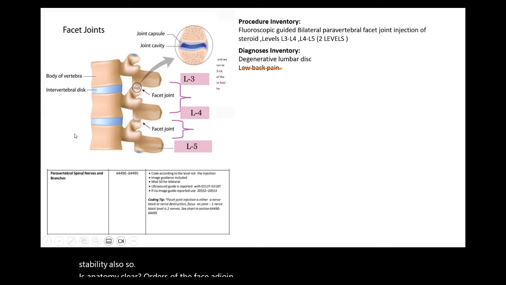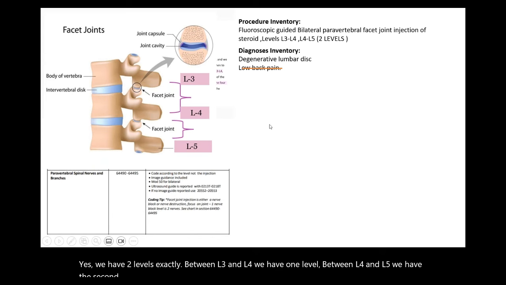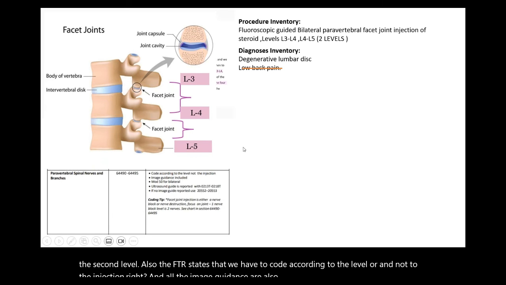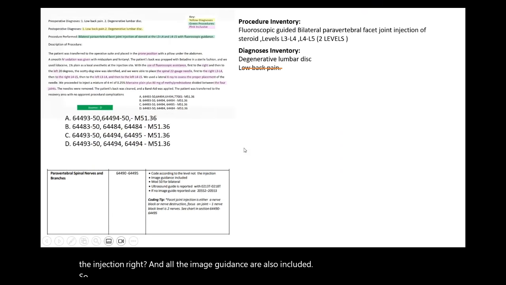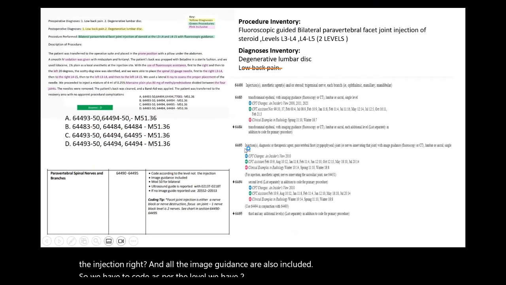Okay, is the anatomy of the facet joint clear for us? Good. So how many levels are there? Yes, we have two levels exactly. Between L3 and L4, we have one level. Between L4 and L5, we have the second level. Also, the FDR says that we have to code according to the level and not to the injection, right? And all the image guidance is also included. So we have to code as per the level. We have two levels. Let's keep that in mind.